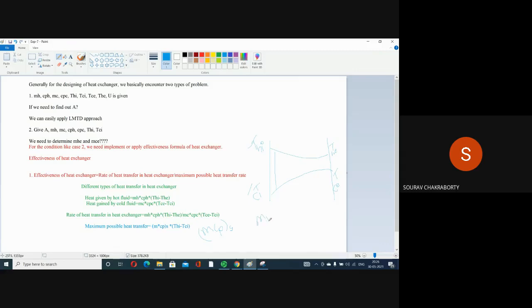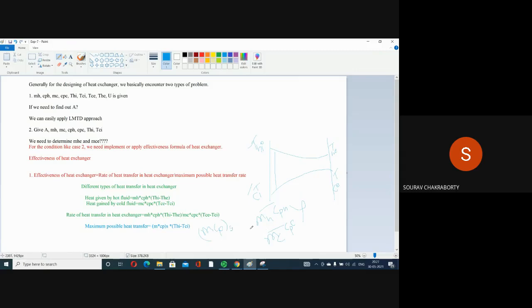One is MH and CPH, that is mass flow rate of hot fluid and specific heat of hot fluid. Then we have mass flow rate of cold fluid and then specific heat of cold fluid again. So if you multiply these two terms for the hot fluid, and then for the cold fluid also you multiply these two terms, among these two, the smallest one will be utilized here, MCPS.